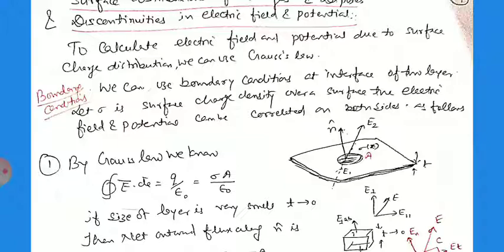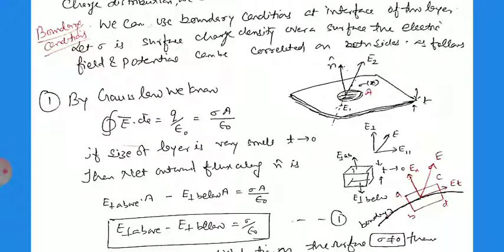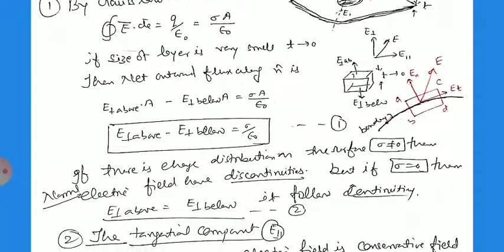So by the Gauss law we know that for the closed surface, the surface integral E dot dA equal to q by epsilon naught, and q we can write as sigma times A. If the thickness t of the layer tends to 0, just like that, the pillbox side contribution is 0, then we say E perpendicular above times A minus E perpendicular below times A equal to sigma A by epsilon naught. So E perpendicular above minus E perpendicular below equal to sigma by epsilon naught. So the normal component is discontinuous for this one.